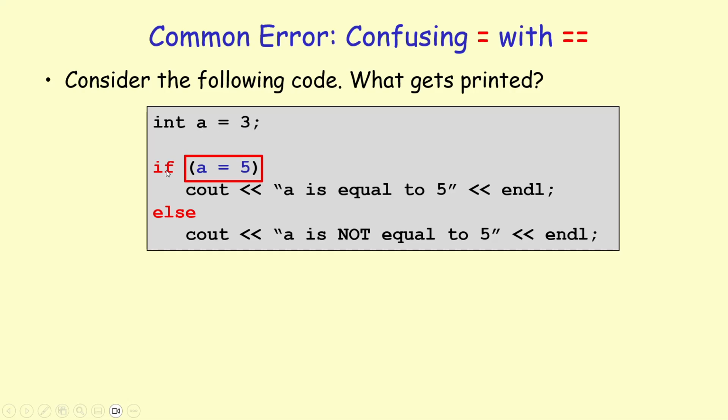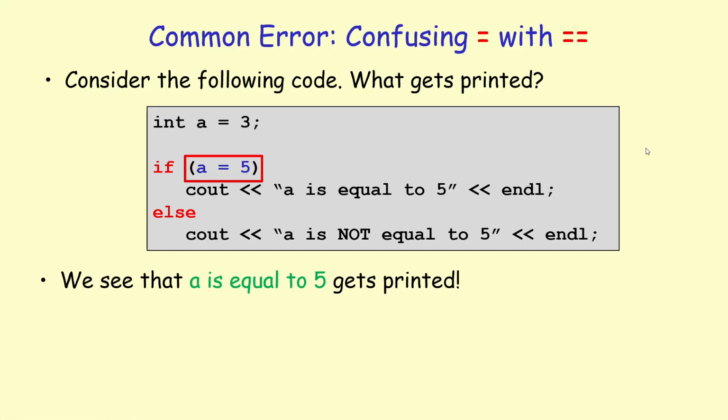But let's look at the next if-else statement. So if a is equal to 5, print something, and else print something else. So looking at this code, you can think that the intention of the programmer is to check if a is equal to 5. And if a is equal to 5, then it prints the statement. Otherwise, it prints the next statement. But let's see what actually gets printed on the screen. So when you execute this code, you'll see that a is equal to 5 gets printed.